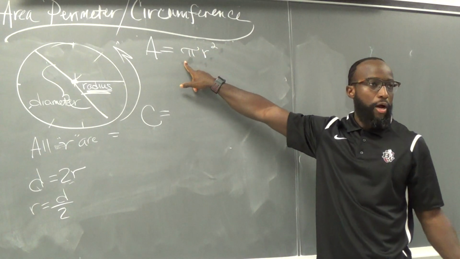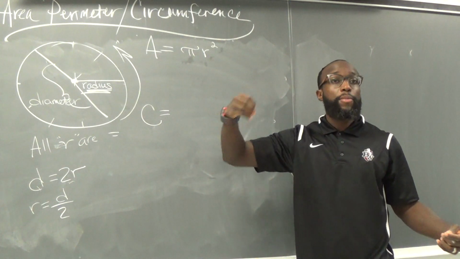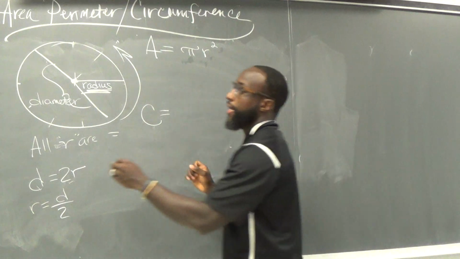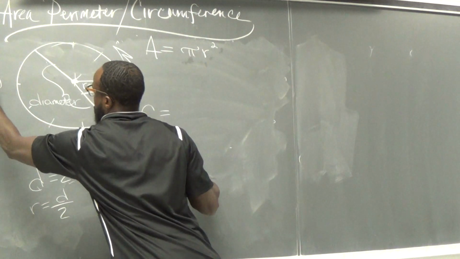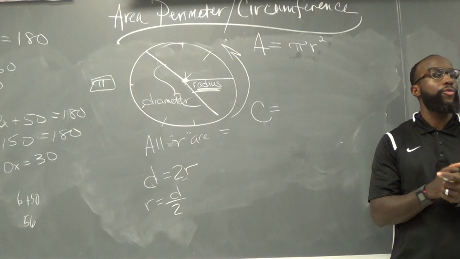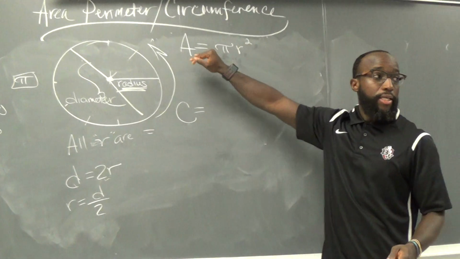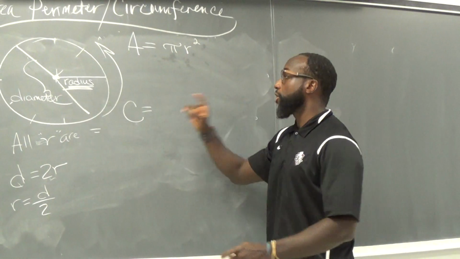To solve this, you can leave the answer in terms of pi, or you can use the pi sign. There's a button on your calculator that looks like this. Use that. You don't use 3.14 anymore. Use the pi button. But anyway, the area is pi r squared.